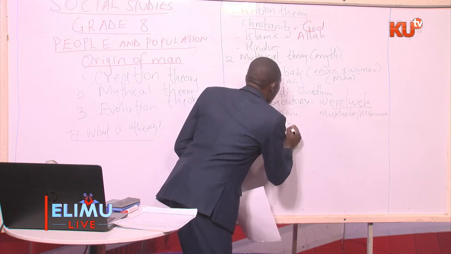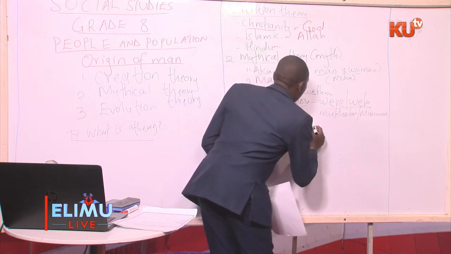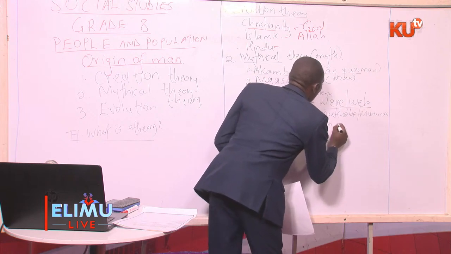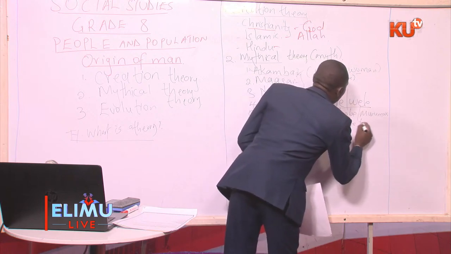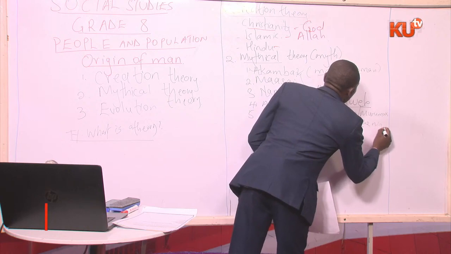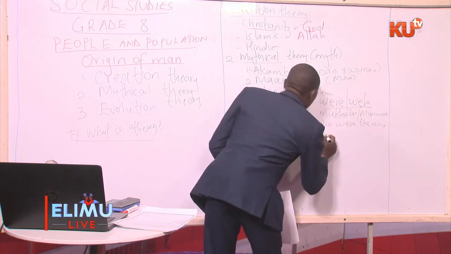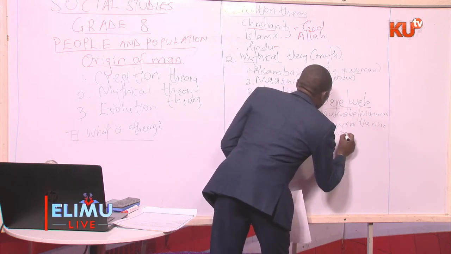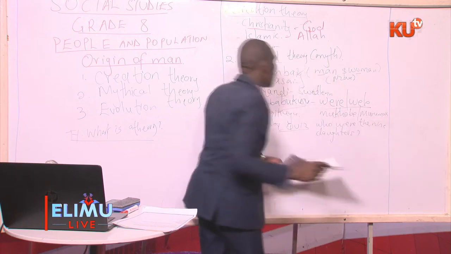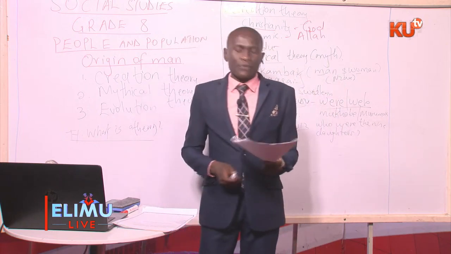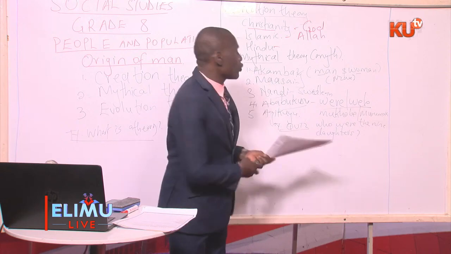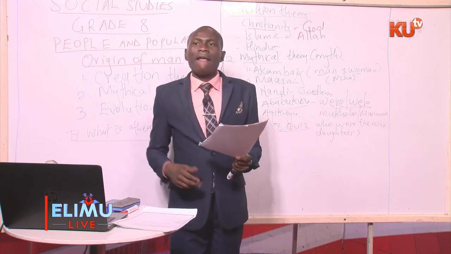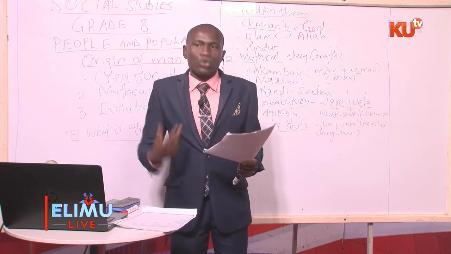My TY quiz here is, who are the 9 daughters? Who are the 9 daughters that were given to the 2 human beings of the Agikuyu?